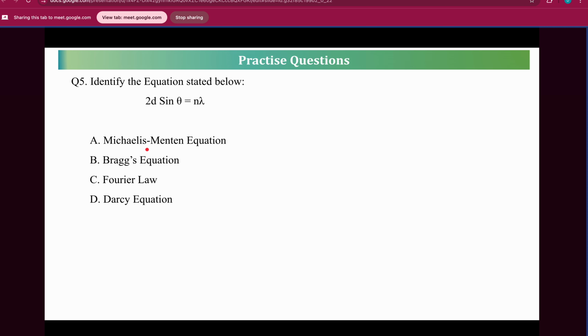Now let's move to the next question. This question is: identify the equation stated below. The equation is 2d sine theta equals n lambda. Options are Michaelis-Menten equation, option B Bragg's equation, option C Fourier law, and option D Darcy equation. This equation was also discussed, not in detail, but a brief discussion happened in the week 3 classes. I hope you will be able to recall it.